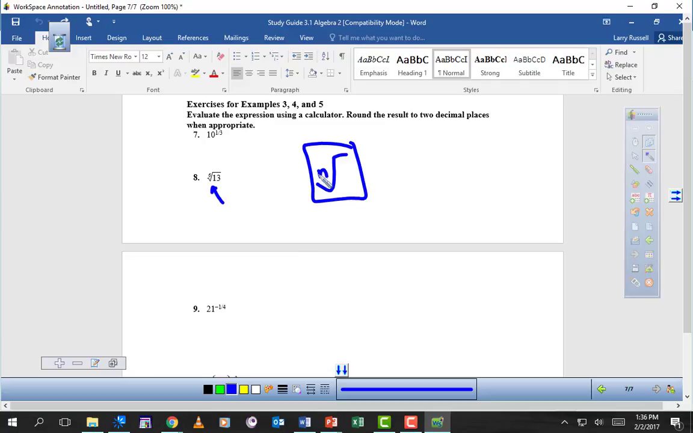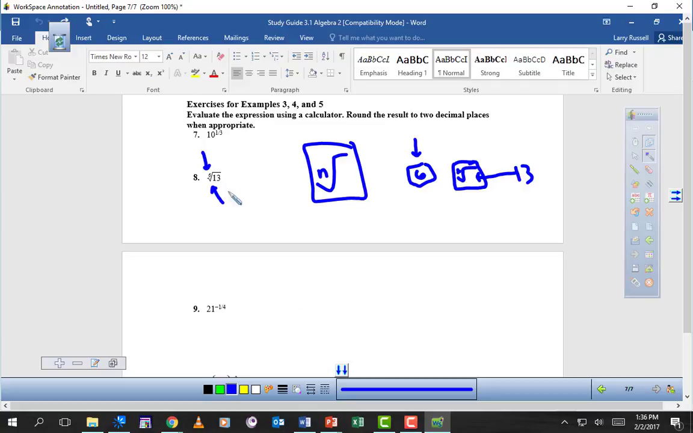Now, the way you use this button, you're going to hit the number 6 first. You tell the calculator what the index is first. So you hit that button, 6. Then you hit the button that looks like this. So it goes like that. And then you're going to put the 13 inside of there. Does that sort of make sense? So try this in your calculator and see.